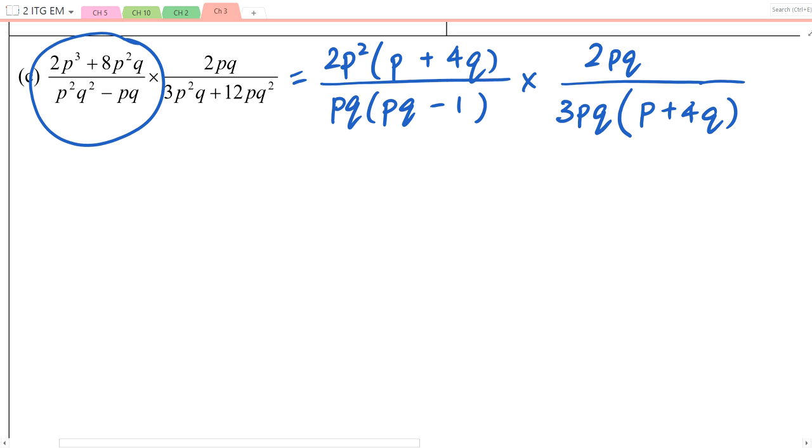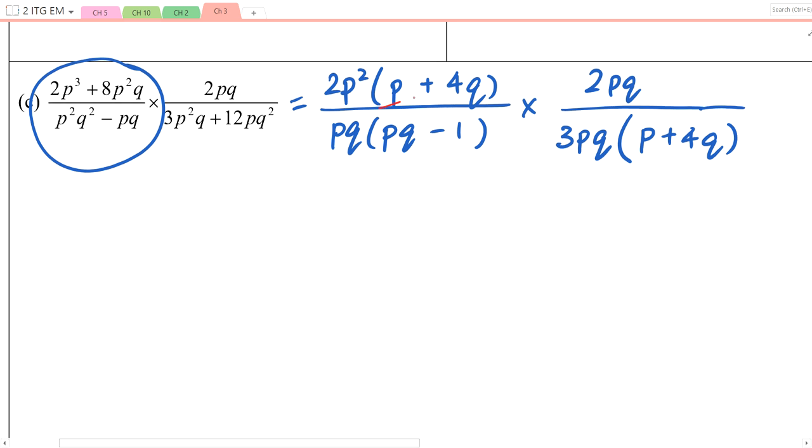Okay, you should be happy to see all these things because quite a number of terms are repeated. For example, p plus 4q, cancel away the whole thing. We've got pq over here, cancel. Anything else that I missed out? Are you sure? I think there's some more. Any more? P, over here with this one, right? Okay, so I think that should be it already.